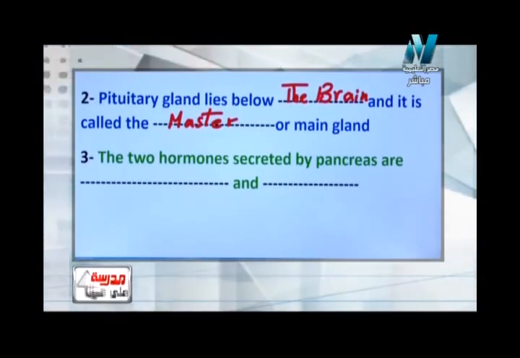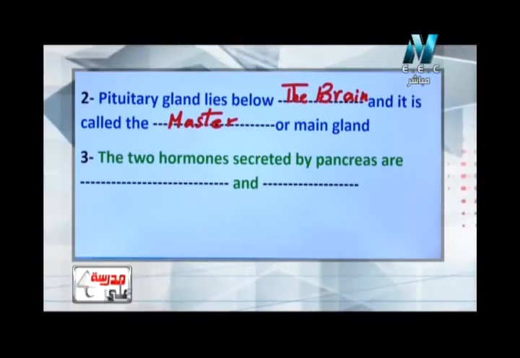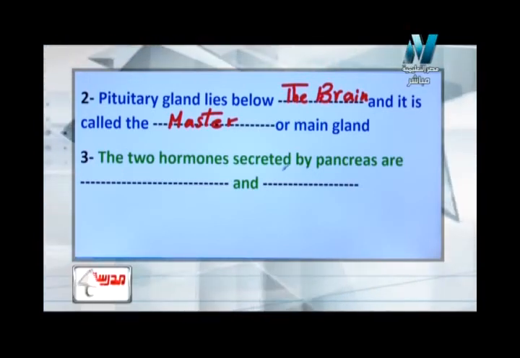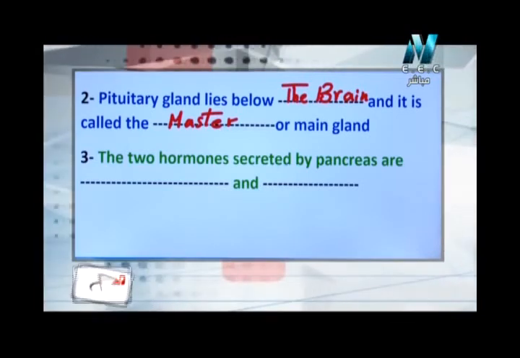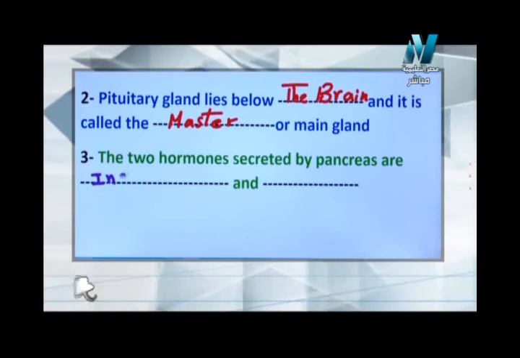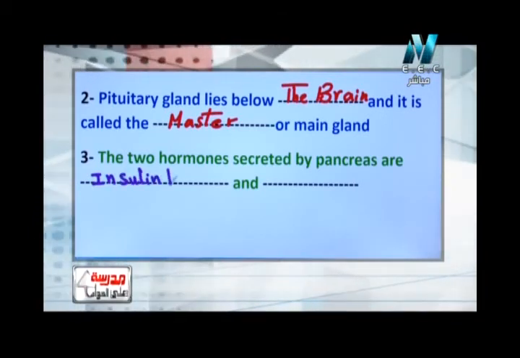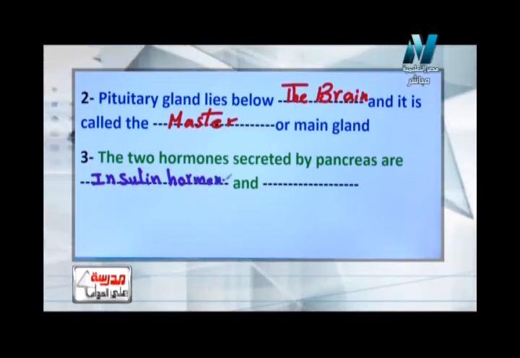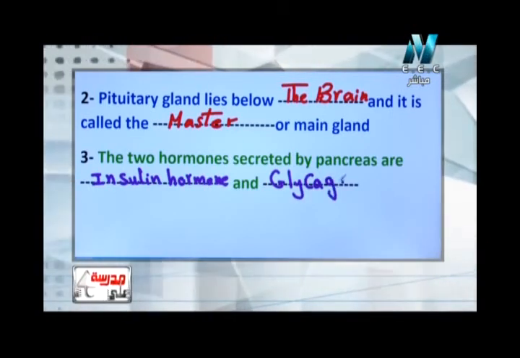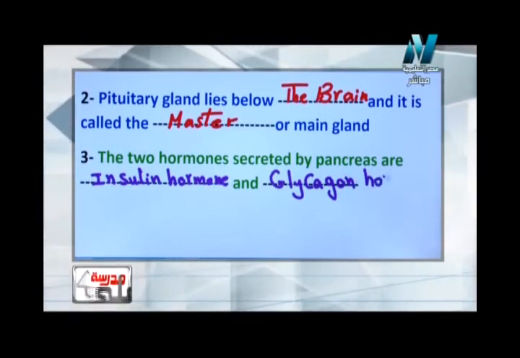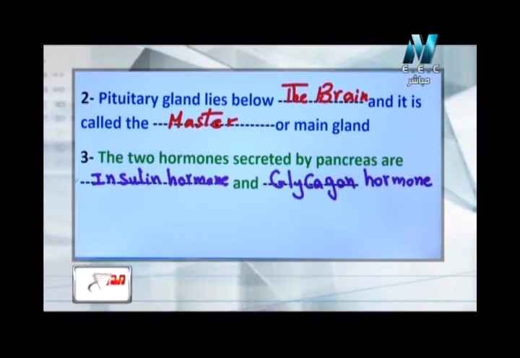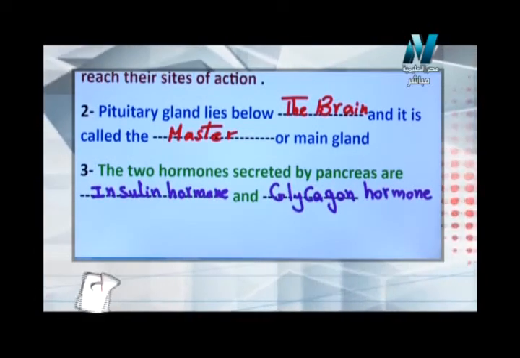Number 3. The two hormones secreted by pancreas are what and what? We have two hormones secreted by pancreas. Hormone number 1 is called what? Yes, it's called insulin hormone. And glucagon hormone. We have two hormones secreted from the pancreas.